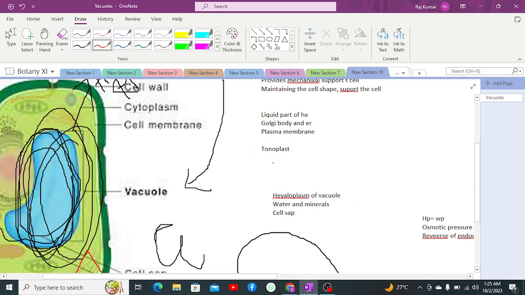Inside the cell, it is basically small. It comes inside the young plant cells as well as in animal cells. It is present in the form of small vacuoles, especially in young plant cells, and these small vacuoles in young plant cells are collectively combined together to form a large central vacuole in the permanent tissues of the cell and mature plant cells.